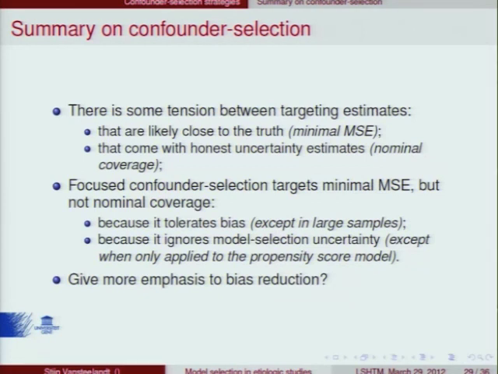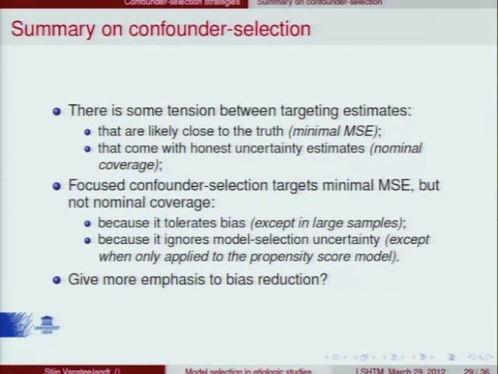What we call focused confounder selection, so the kind of strategy that I showed in the application, was targeting minimal mean squared error, but it doesn't really give a guarantee that the uncertainty estimates associated with it, like the confidence intervals, will have the right coverage. And this is on the one hand because if you focus on mean squared error, then we tolerate some bias, except in large samples where the variance would disappear and bias would remain. And also we ignore model selection uncertainty. We ignore all of the uncertainty created by going through that variable selection process. Perhaps with the exception that I briefly mentioned before, when I said if we select between different propensity score models, it turns out, as asymptotic calculations show, that the standard errors that you obtain are pretty good, even if they ignore that model selection uncertainty.